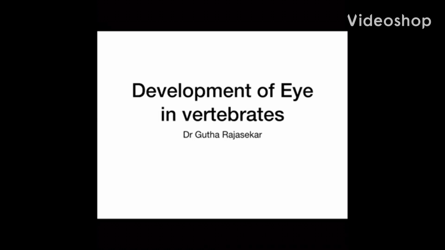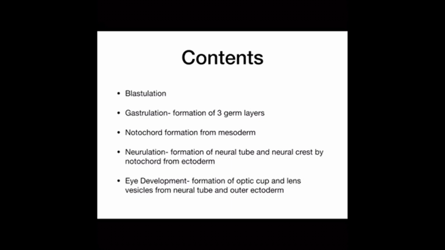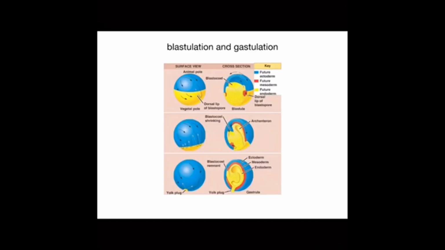Hi viewers, today I am going to explain development of eye in vertebrates. Before going to discuss the development of eye in vertebrates, I would like to discuss some key aspects of development. They are blastulation, gastrulation and neurulation, and these processes are very important for the development of organism. Let us start with the blastulation.